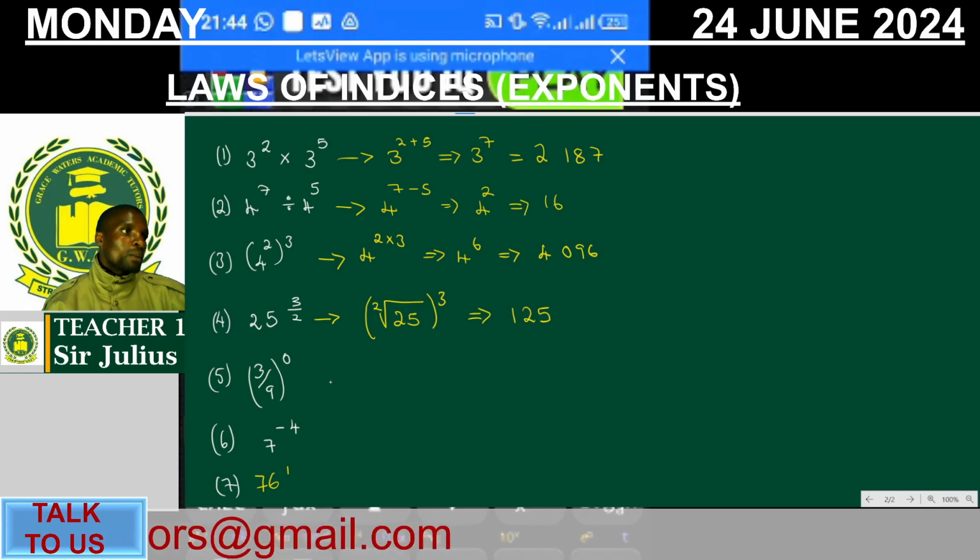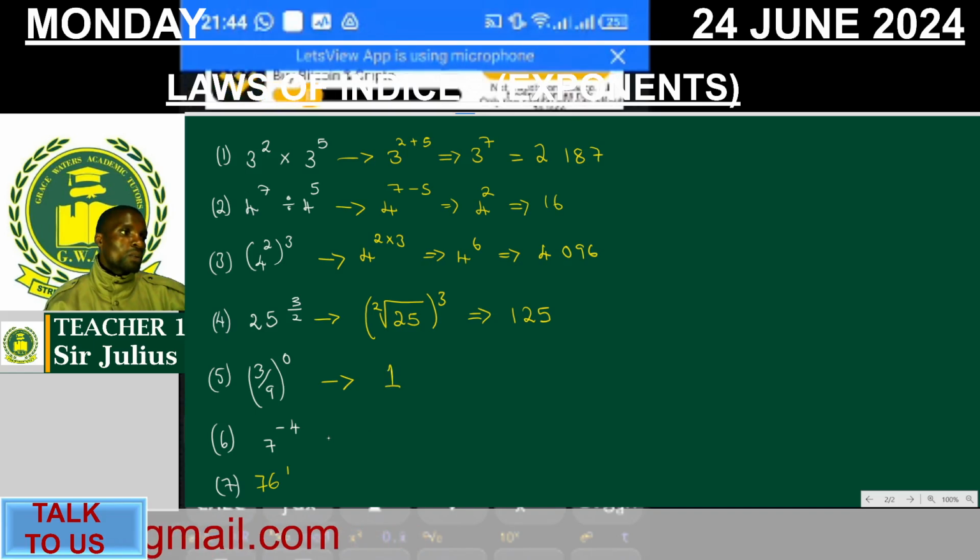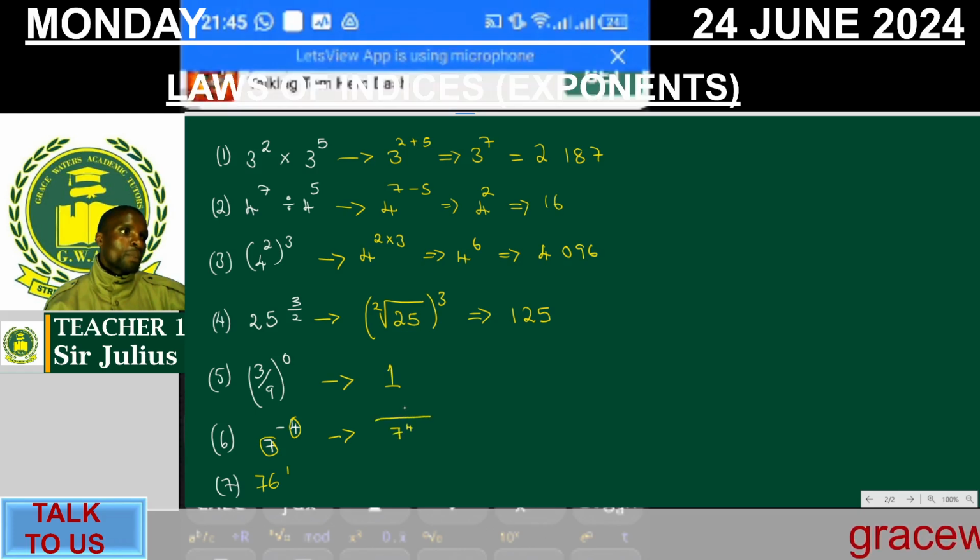Okay, and then we go to this one. This one you just answer with confidence. The answer is 1. Any number to the power of 0 is 1. Then this one becomes a fraction where you are taking all the numbers and combining them. So your answer becomes 7 to the power 4 being the denominator of 1. Okay, so the answer becomes 1 over 7 to the power 4, which is equals to 1 over, what is 7 to the power 4?